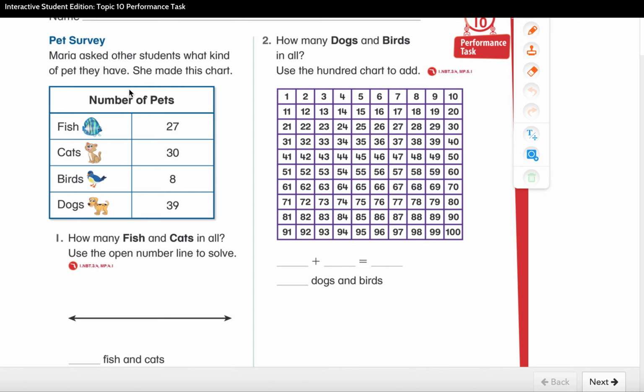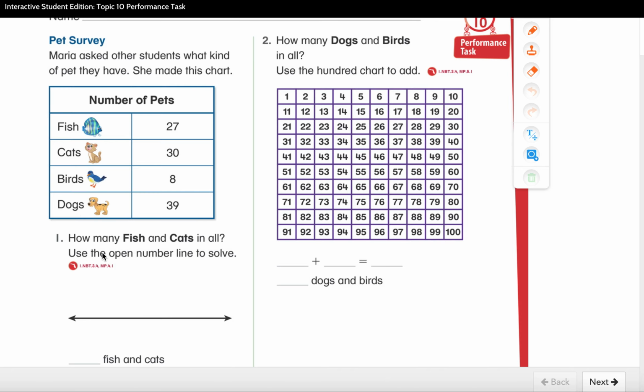We're now on our topic 10 performance task. So let's look on the left side here. It says pet survey. Maria asked other students what kind of pet they have. She made this chart. The name of the chart is number of pets. The number of fish says 27 fish, 30 cats, 8 birds, and 39 dogs.